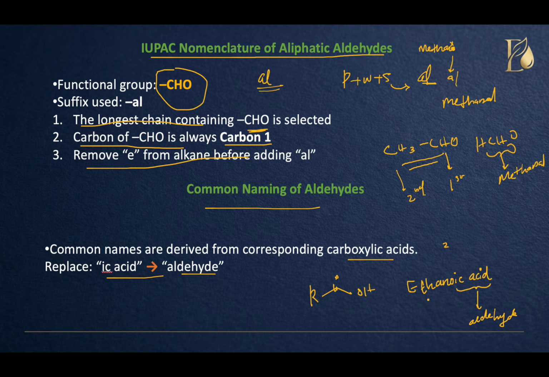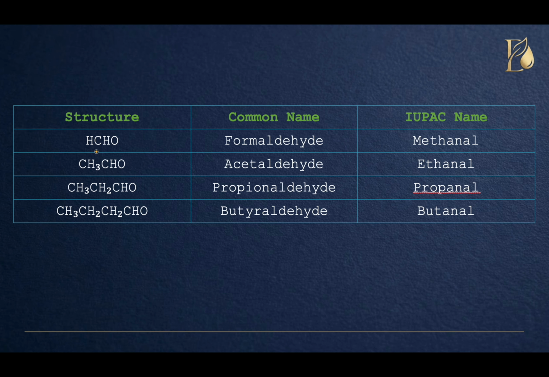So what will be the name? Ethanaldehyde. Okay, so we can see some examples here. Look at this example, HCHO. We know this, right? If there is only one carbon atom, then the IUPAC name is methanal. And for that compound, in common naming, it has the name formaldehyde. It originates from formic acid. Formic acid is the simplest carboxylic acid, HCOOH. If you replace the ic acid by aldehyde, formic acid is converted into formaldehyde.